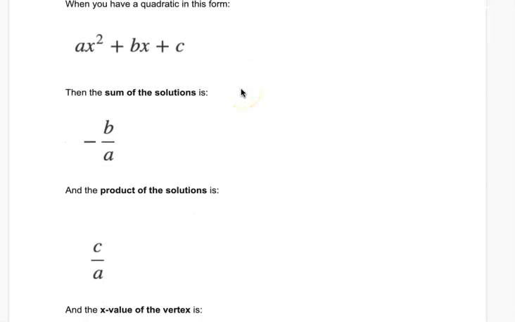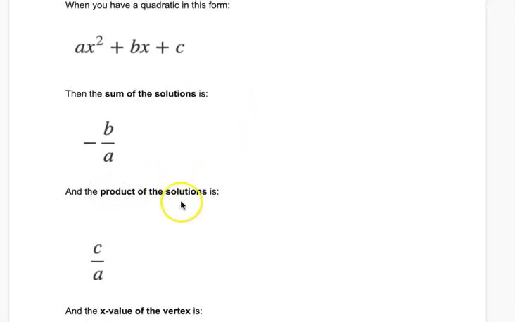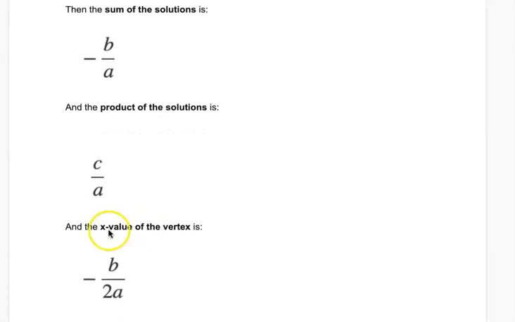shortcut. The next is that the product of the solutions is c over a, right? Just c over a is the product of the solutions. Again, if they ask for the product, it's a little more rare that they would do that, but you never know. And the last thing is that the x value of the vertex is negative b over 2a, okay?